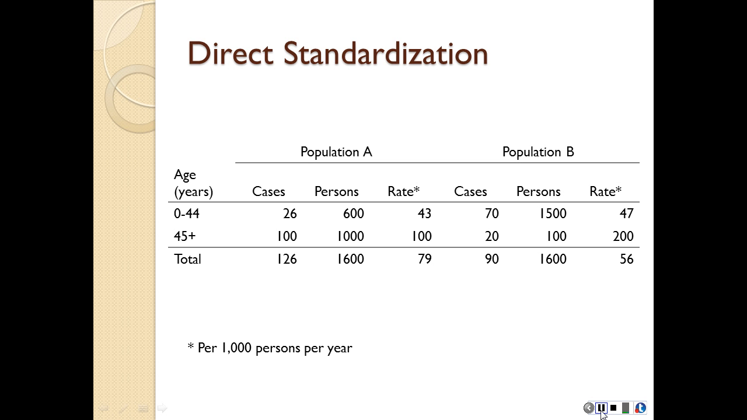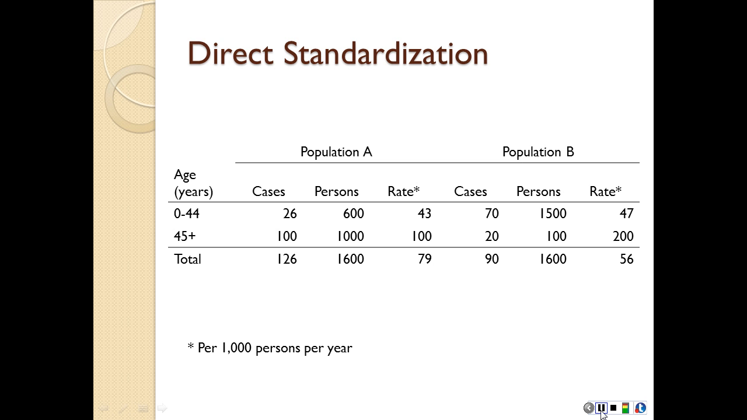These two lines are the stratum-specific rates. This bottom line, the totals, is the crude rate for population B and the crude rate for population A. If you just look at the crude rate, and you don't have any information about these top two rows, and we haven't broken it down by age, it looks like population A has a much higher rate of disease than population B, right? If you were just looking at the bottom line.